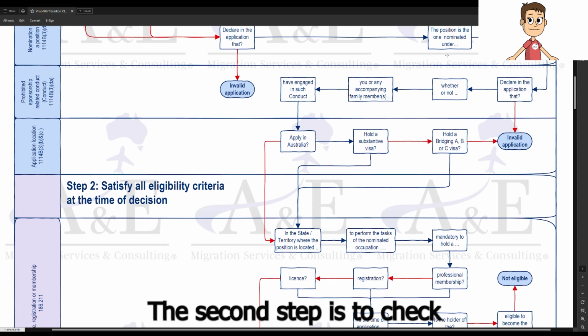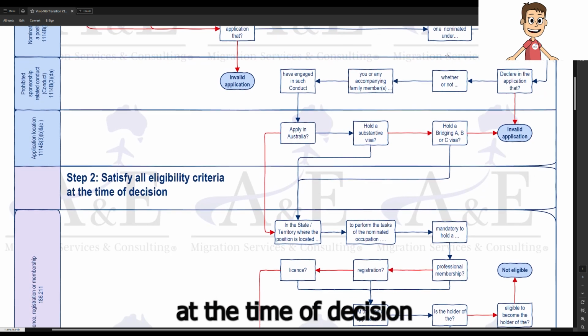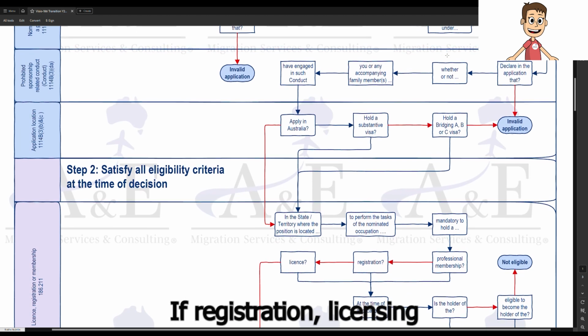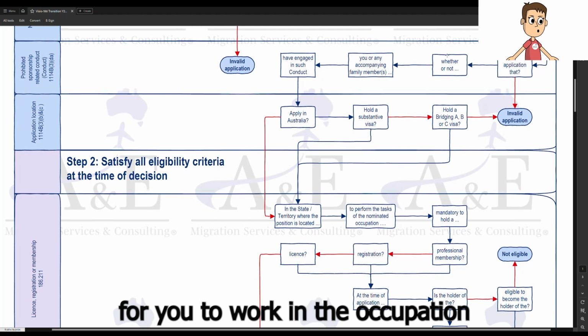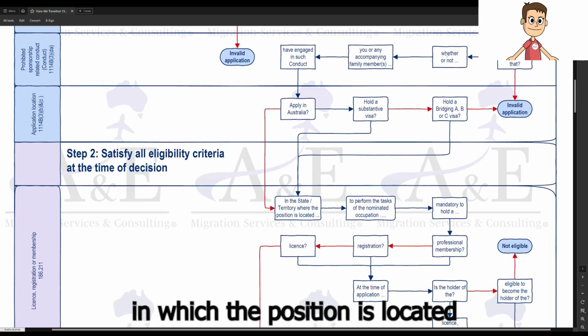The second step is to check whether you satisfy all eligibility criteria at the time of decision of your application. If registration, licensing or professional membership is mandatory for you to work in the occupation in the state or territory in which the position is located.